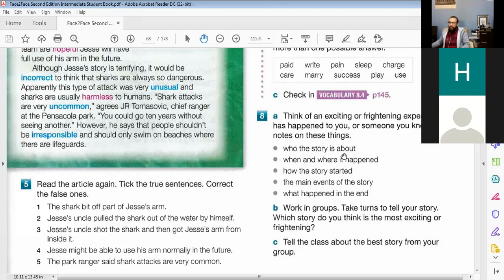You need to say when and where this thing happened, but it has to be an exciting or frightening experience. A bit similar to the story of the shark that was shot and Jesse's arm, something like this. So you need to say when and where it happened, how the story started, the main events, and what happened in the end. I'm going to give you a few minutes to think of a few details. It might help if you have a pen and paper, write a few notes, just a headline. You don't have to write a whole essay, just a few words. When you're ready, you can tell me your story and you can make it up. It doesn't have to be real. If it's real, that's fine. Maybe that's easier, but you can also make it up.